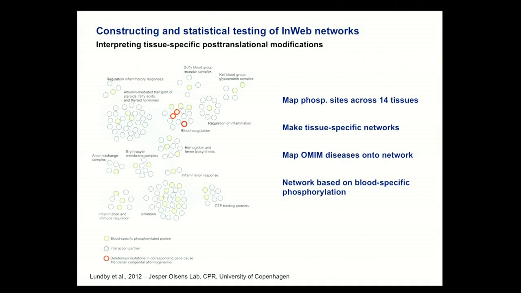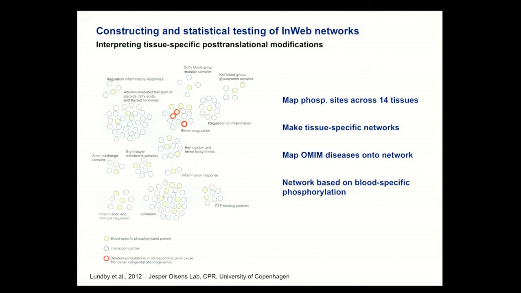We have blood coagulation, inflammation processes. There's also a cluster of unknown function that didn't really have a strong uniform annotation. Immune regulation, anion exchange complex, erythrocyte membrane complex, and other things that are clearly relevant to blood. And again, the only disease that was significantly enriched in this network was a disease of bleeding. It's something called Mendelian congenital afibrinogenemia, and 3 proteins in the blood coagulation cluster.